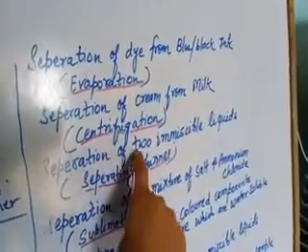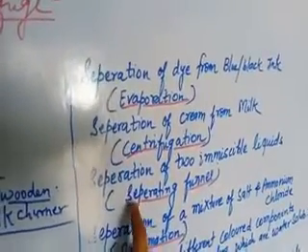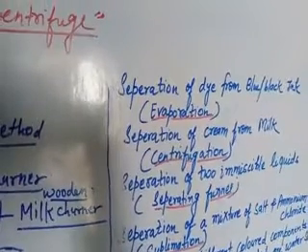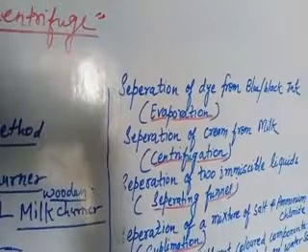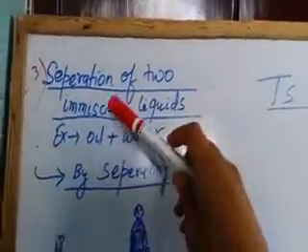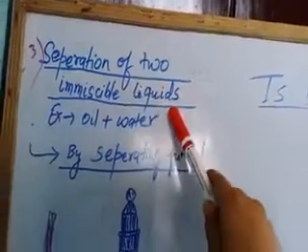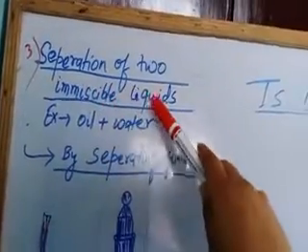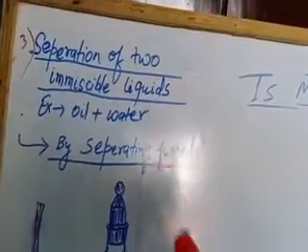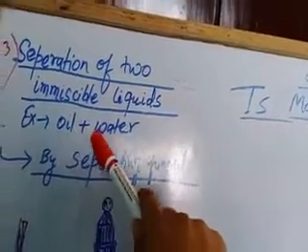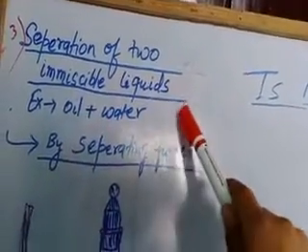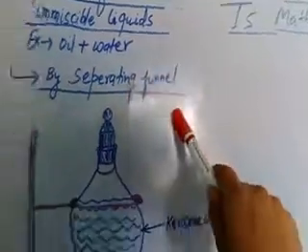The third one is separation of two immiscible liquids with the use of separating funnel. Now next is separation of two immiscible liquids. As I told you, the immiscible liquids are those liquids which are completely insoluble with each other. Example we can take is the mixture of oil and water. It is an immiscible liquid. So this mixture, that is the mixture of oil and water, can be separated by the separating funnel.